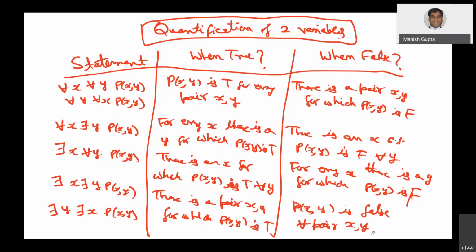So this is the quantification for two variables, the possibilities I have written, and when they are true and when they are false. Now I am going to give you one example, in fact an important example, and then we can finish this section of predicate logic.